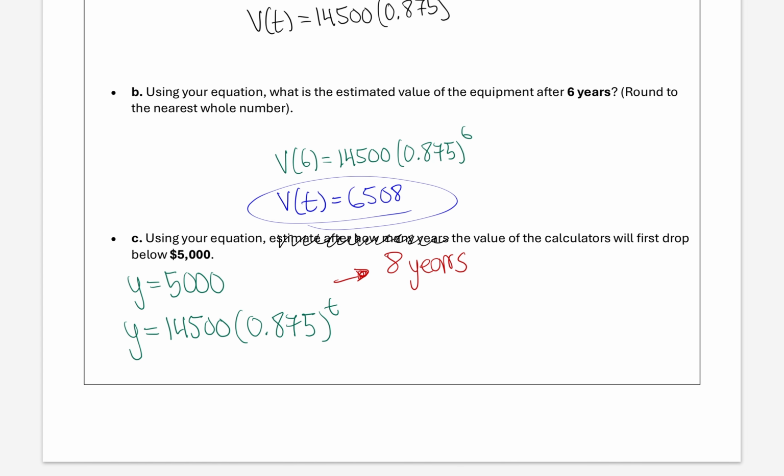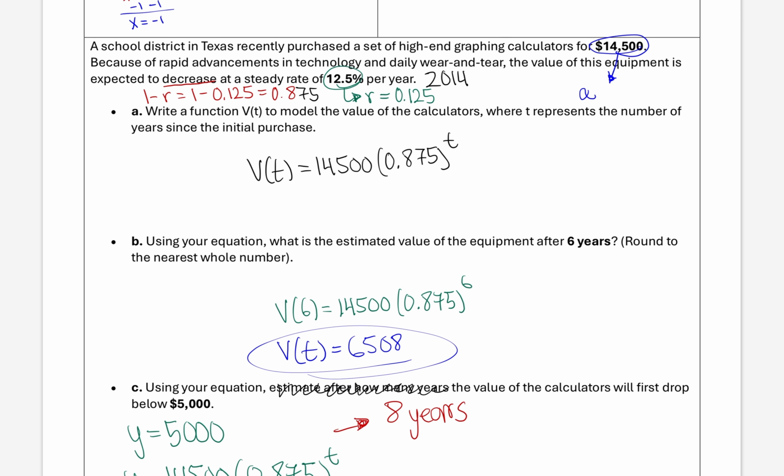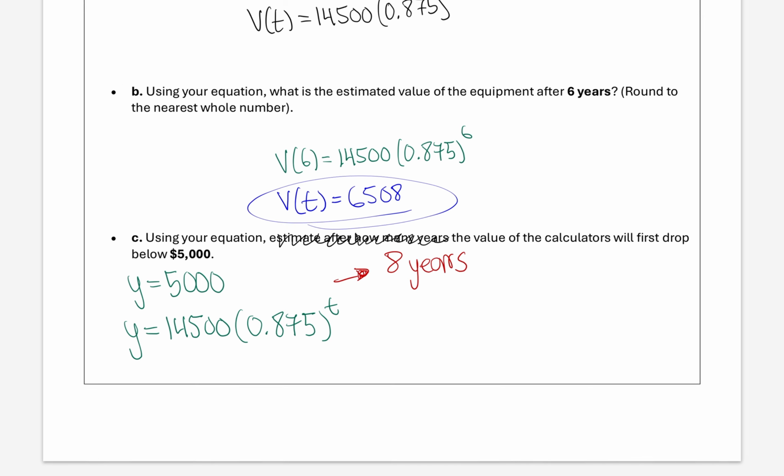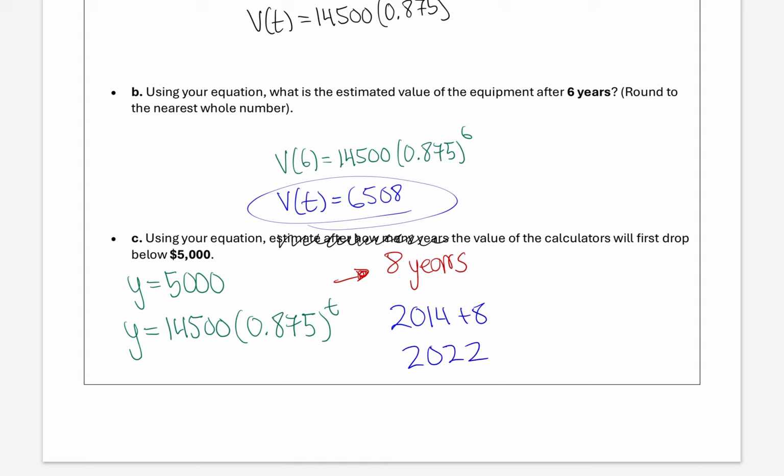So we're going to add this to the original date in which the calculators were purchased in 2014, okay? So if that's the case, that they were purchased in 2014, we do 2014 plus 8 years, and that's going to give us 2022. So the price of the calculators will first drop below $5,000 in the year 2022, after 8 years.